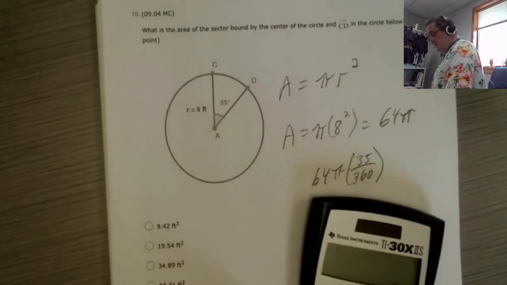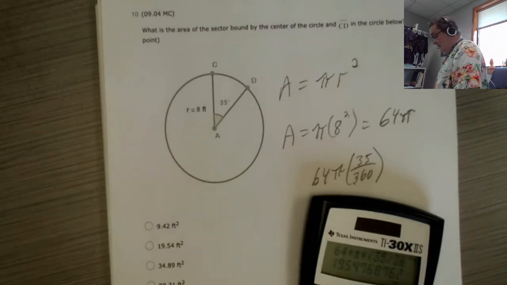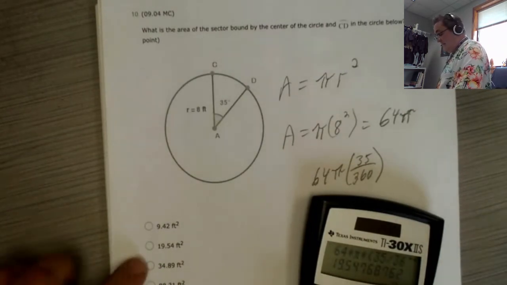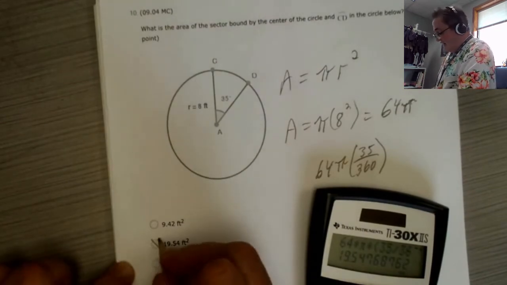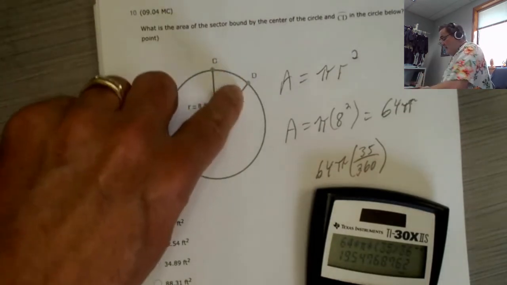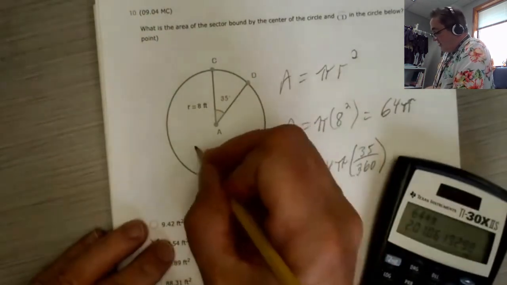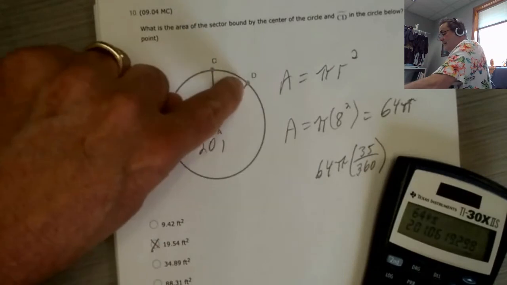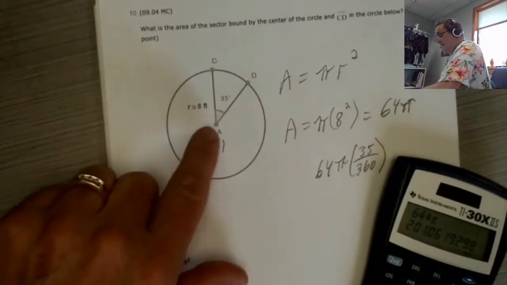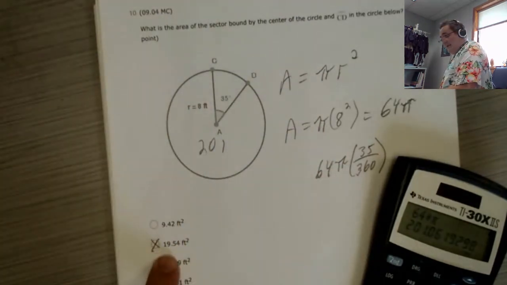So now our calculator says 64 times pi times 35 out of 360 equals, the area is 19.54 or 19.55. Again, they have the 19.54 square feet. That would be the area of this. The whole thing would have been 64 times pi, so the whole circle is 201. But we just want a piece of it, right? We want less than a tenth. 35 is less than a tenth of 360. Less than a tenth would be 19.54.